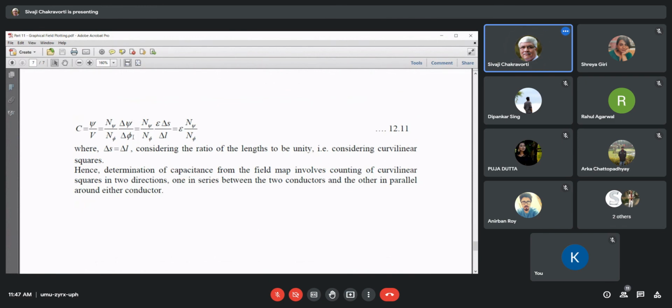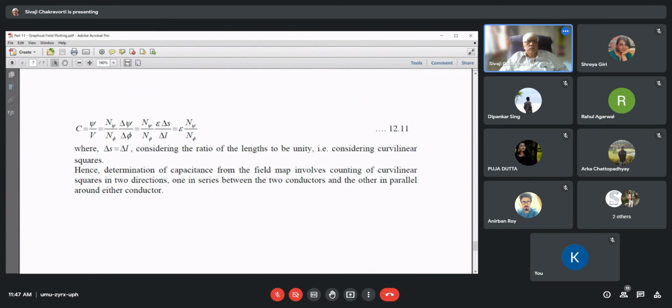into del phi, where del psi is the flux in each flux tube, and n psi is the number of such rectangles, that is, how many flux tubes there are along the equipotential direction. Then del phi is the potential difference between two equipotentials, and n phi is how many such rectangles there are along the field lines.